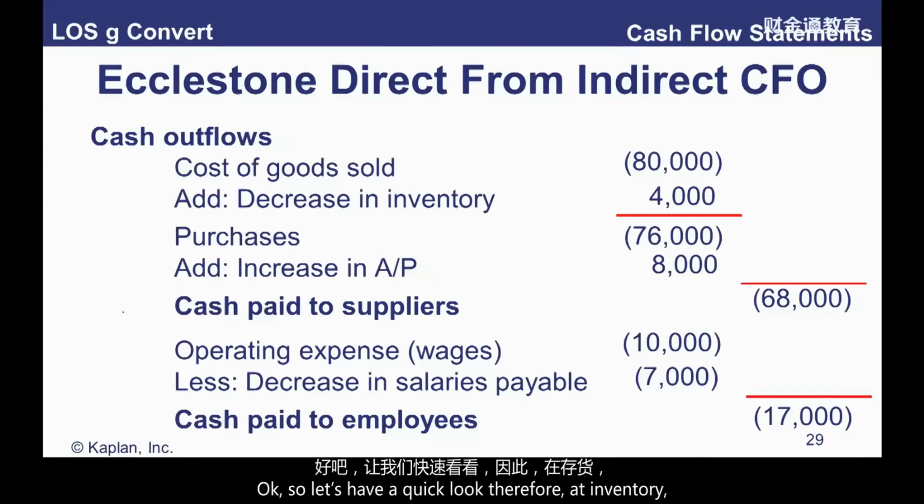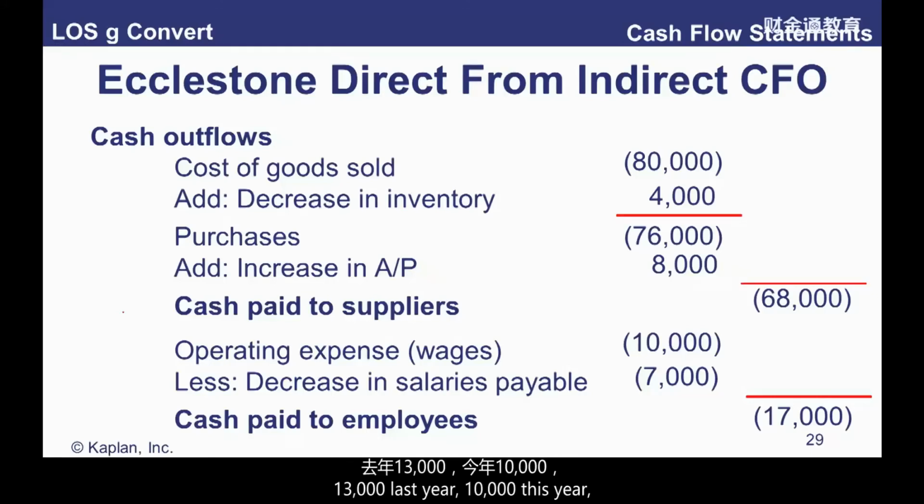Okay, so let's have a quick look therefore at inventory. Current asset, our inventory, 14,000 last year, 10,000 this year, a decrease in a current asset of $4,000, decreases in assets, we're going to add. So take your negative 80,000, add 4,000, we're now at 76,000. That represents the purchases figure.